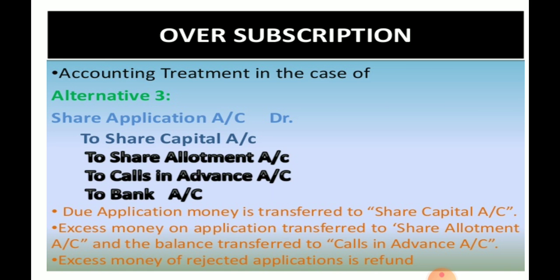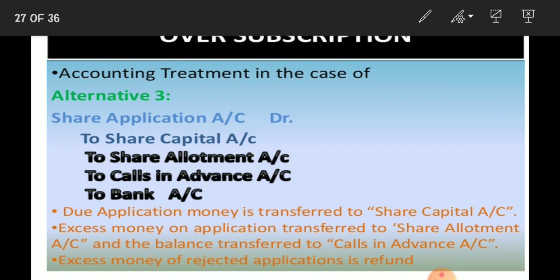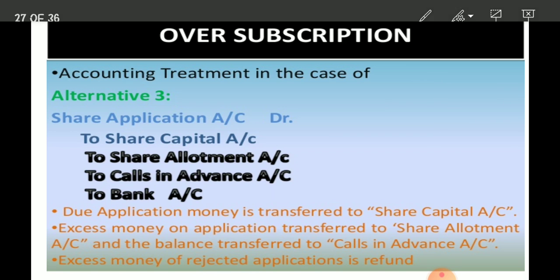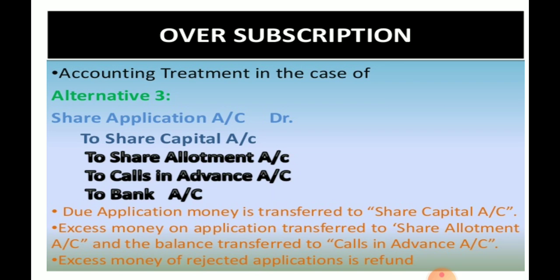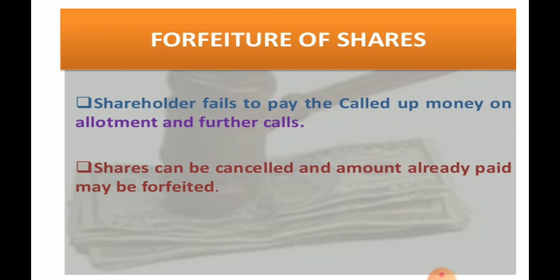Now the third accounting treatment in case of oversubscription is: the share application account debit to share capital, to share allotment, to calls in advance, and the remaining, which you cannot allot, will be refunded. Due application money is transferred to share capital account, excess money on application transferred to share allotment and the balance transferred to calls in advance. Excess money of rejected application is refunded.